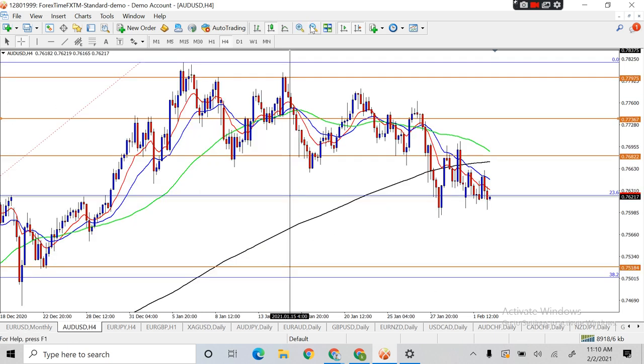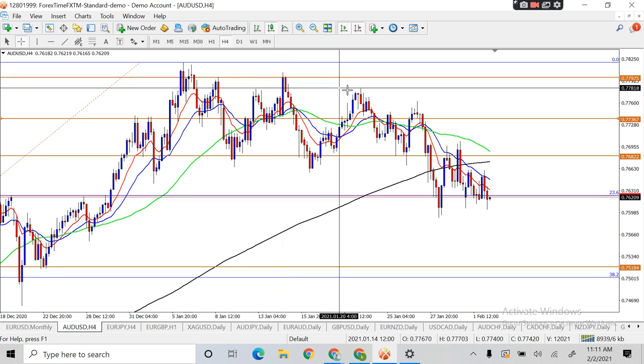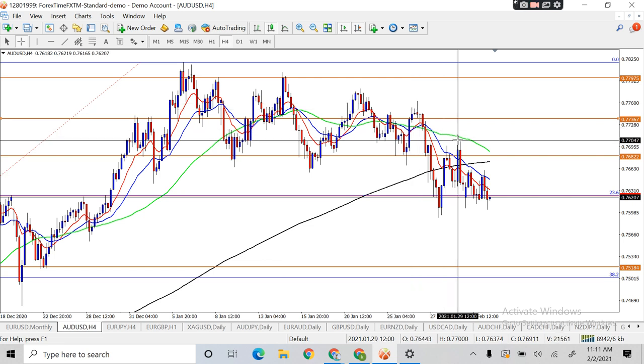The MA lines are still telling me to sell. 10 and 20 is telling me sell. It has crossed the 200 MA, which is equivalent to what is called a death cross. That is the 50 crossing the 200 MA downward. So for me, it's selling, and you can see for some time now it has been making lower highs.